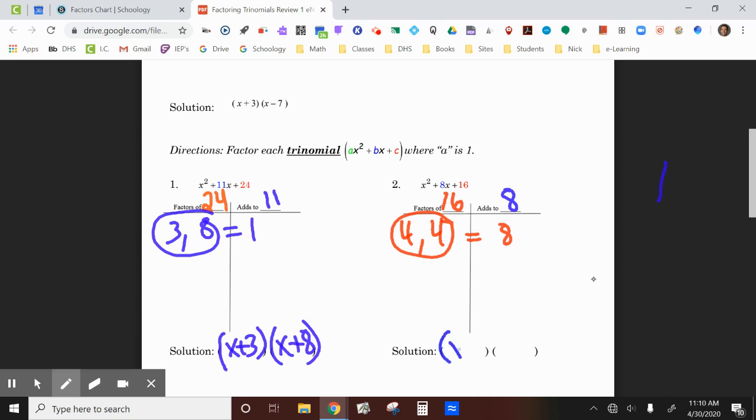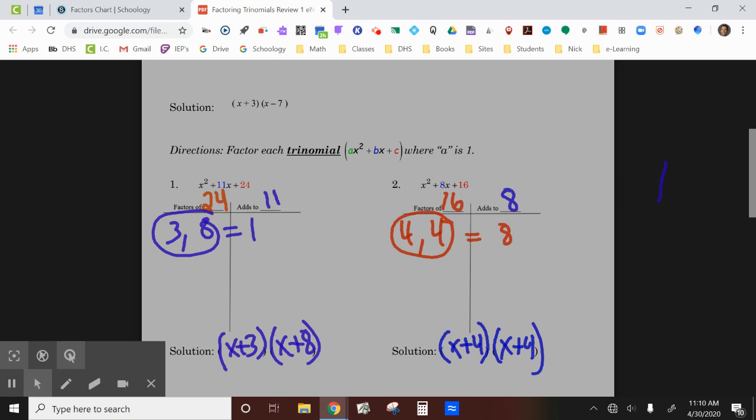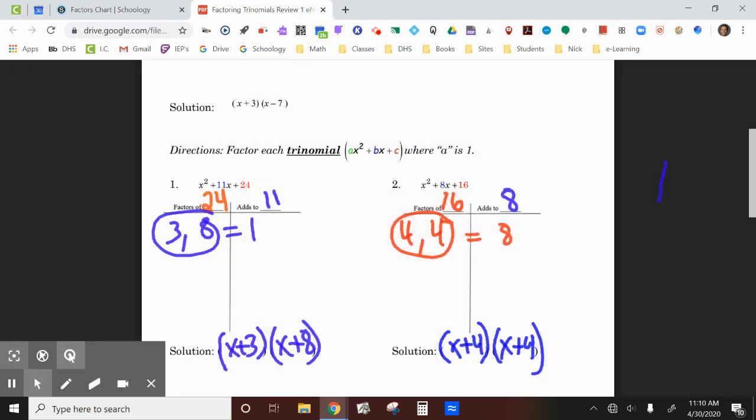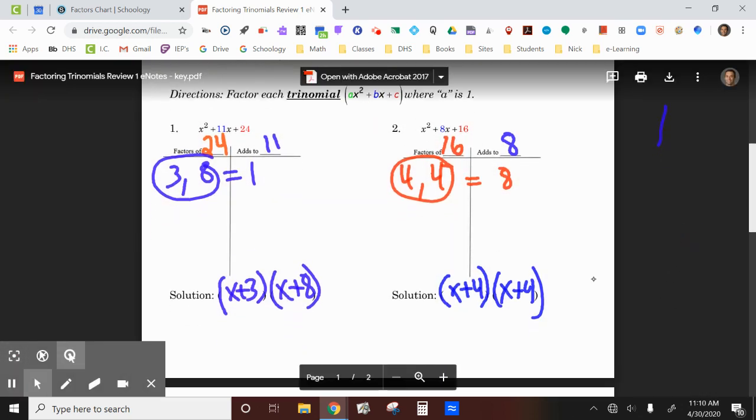All right, so now I'm ready for my solution here. It's going to be x plus 4 times x plus 4. All right, and those are going to be the positive ones, right? When everything's positive, it's not too bad because we're just going to find the numbers that add up.